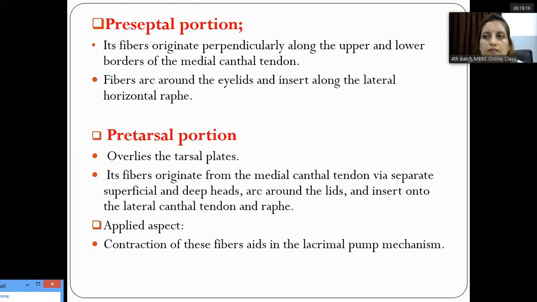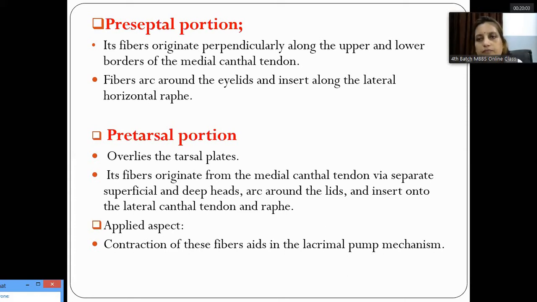As tears are formed from the lacrimal gland, they pass medially and drain into the lacrimal passage. The contraction of these fibers helps the pump mechanism. So if a person in old age or due to trauma has a dehiscence of these muscles, it results in watering. So even if the lacrimal drainage system is patent on syringing, if the pump mechanism is disturbed, the patient will have a watering complaint.